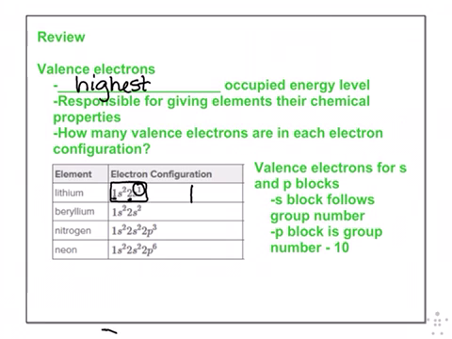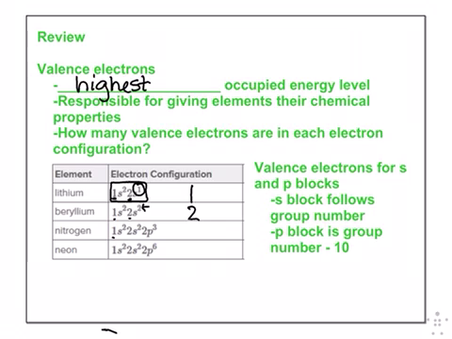How about beryllium? We look for the highest energy level. Again, it's looking like 2. And then we look at how many electrons are in that energy level. And it is 2. All right, nitrogen.